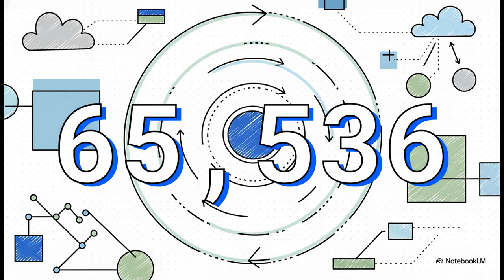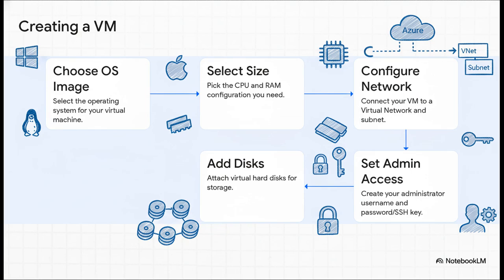And let's just talk about scale for a second. A really common VNet address space, a /16, gives you over 65,000 available IP addresses. That is a massive amount of room to build and scale whatever you can dream up, all inside one private network. Next up, we have the workhorse of the cloud, the virtual machine.